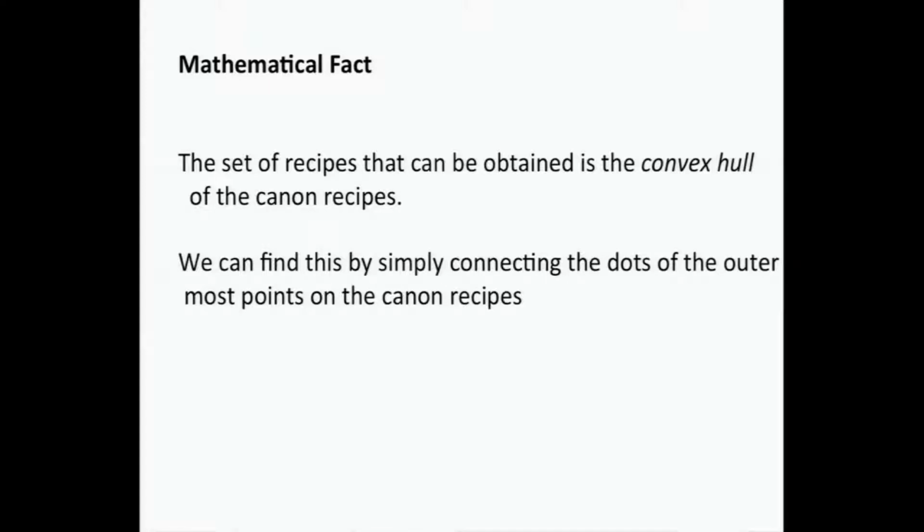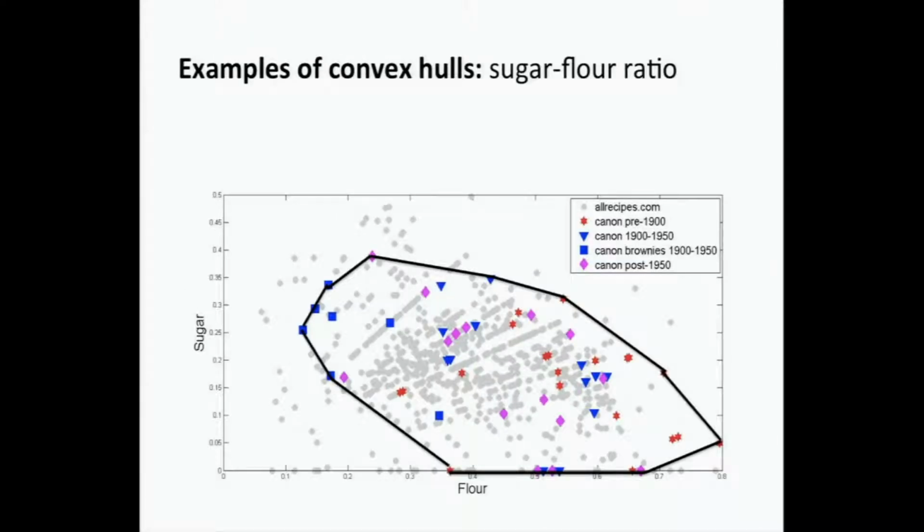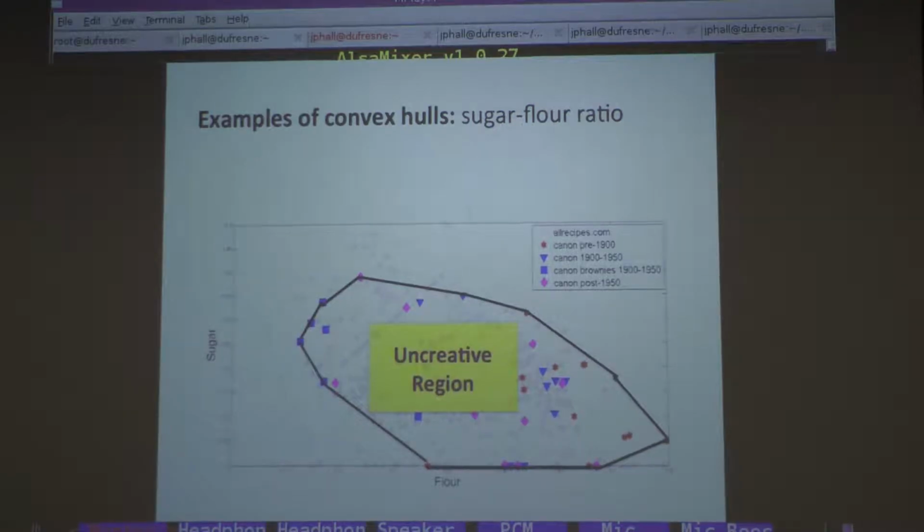It sounds really sophisticated because we all like to make ourselves sound smart, but what it really means is the following. You take all the points, and you take the points on the outside, and you just connect the dots. And everything inside is boring. So therefore, we immediately see that in these recipes, there is a huge uncreative region. Who believes that? I'm not buying it either.